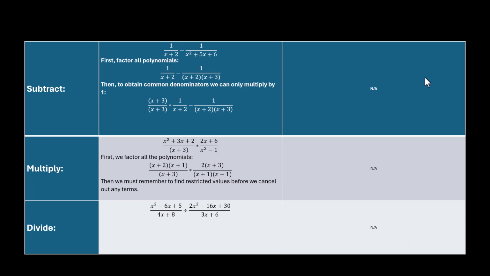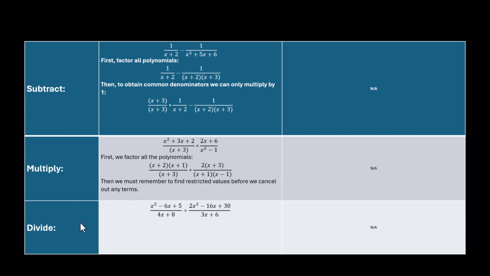So let's look at some other operations that we can perform on rational expressions. So notice that I don't have anything over here for equations, just expressions. So subtraction proceeds exactly like our addition, right? So first we have to factor our polynomial, which we did here, and then we obtain a common denominator, again, only by multiplying by 1. Remember, in all of these expressions, the only thing we can multiply by is 1. So from here, we would have a common denominator, and then we could proceed.